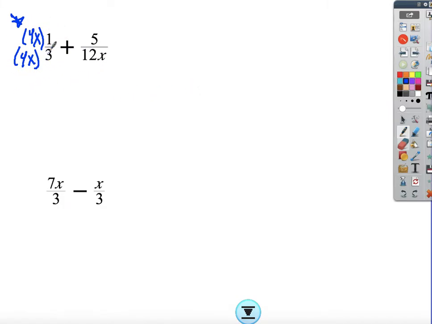So this fraction right here will be 4x times 1 on the top, which is 4x. And then 4x times 3 is 12x. And then I have a plus, and then I'm just going to rewrite this. Okay, now you can see a little clearer that they really do have a common denominator, so we can add them, and that common denominator stays your denominator. And then we add the numerators.